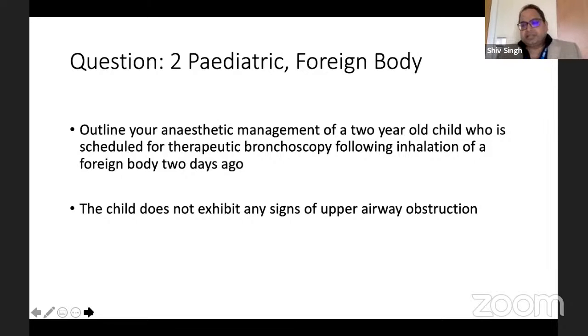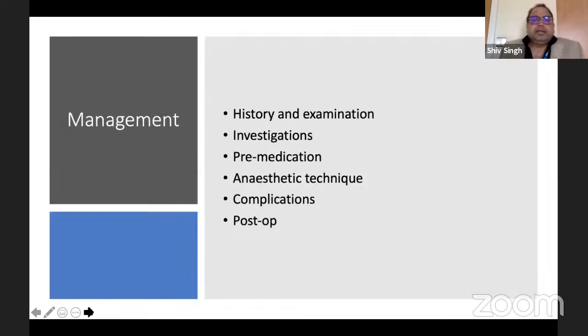The next question is a lot more clinical. It's about pediatrics, foreign body. The question is: outline your anesthetic management of a 2-year-old child who is scheduled for therapeutic bronchoscopy following inhalation of a foreign body 2 days ago. Fortunately, the child does not exhibit any signs of upper airway obstruction, so that's a good thing. So how do you manage this patient?